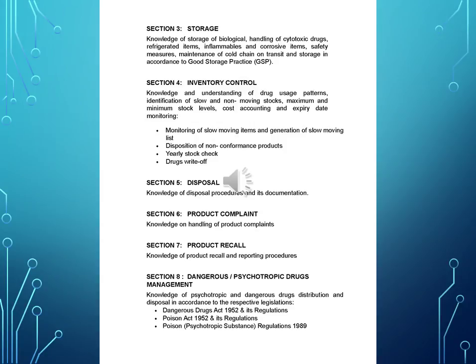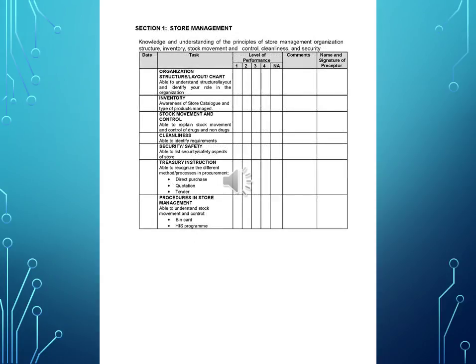Dangerous Drugs Act 1952 and its regulations. Poisons Act 1952 and its regulations. Poisons (Psychotropic Substances) Regulations 1989.